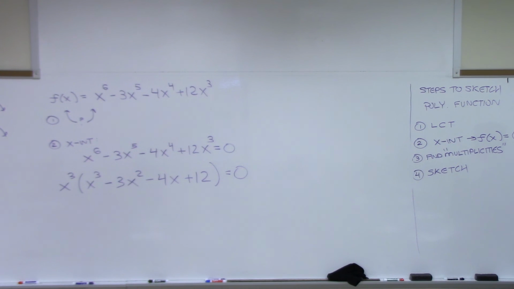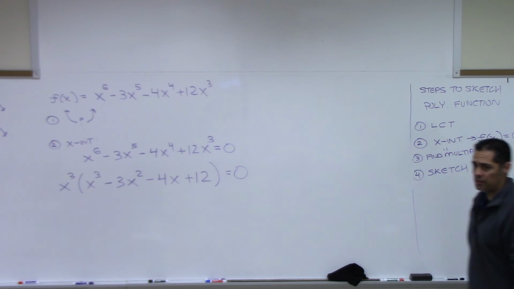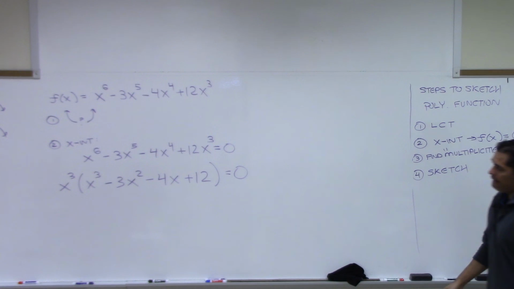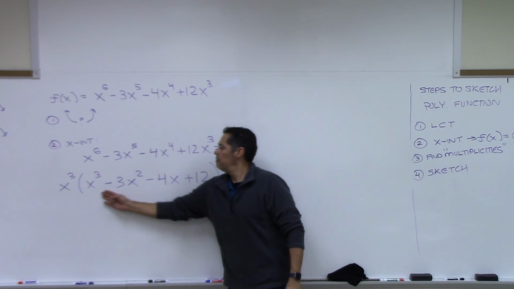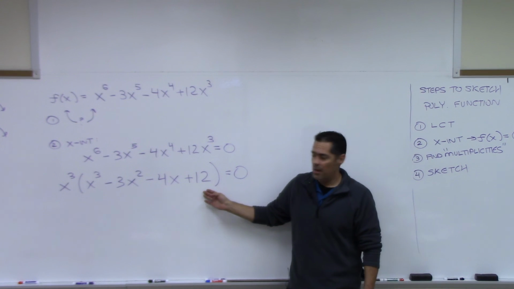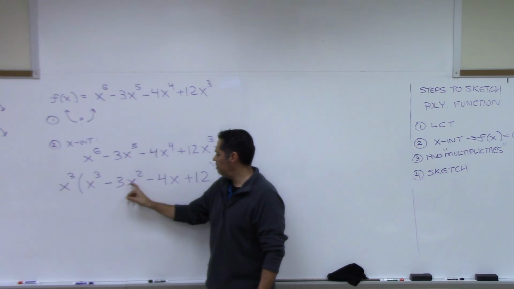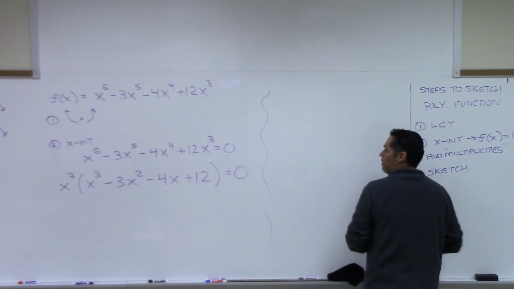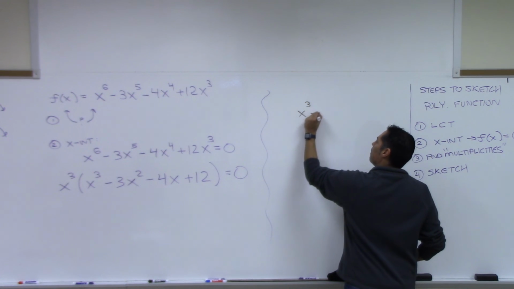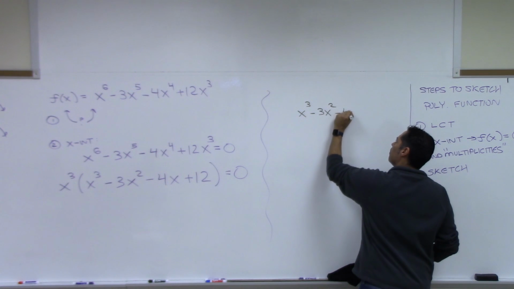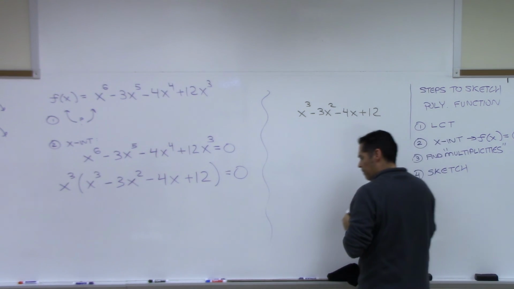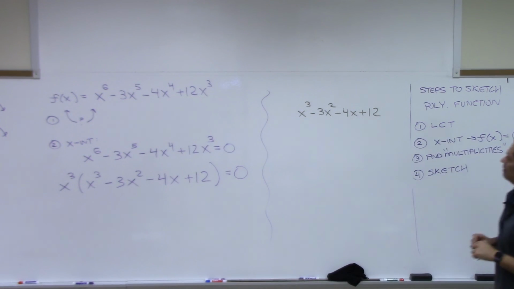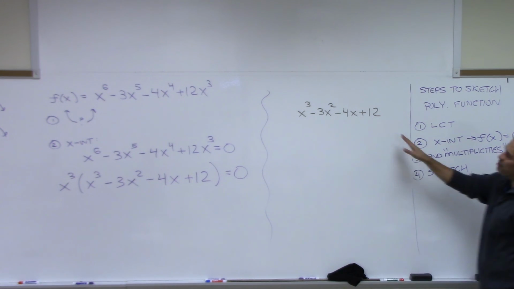Is that okay? Y'all sure you don't have any questions? All right. What's left in here, all of that we need to try and factor. This has four terms, right? 1, 2, 3, 4. Let's just focus our attention on that for a moment, okay? Let's act like that's its own problem, and I'm asking you to factor this. Okay, so I'm trying to factor this four terms.